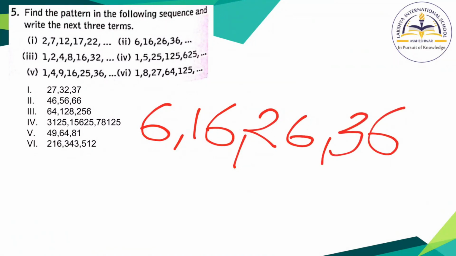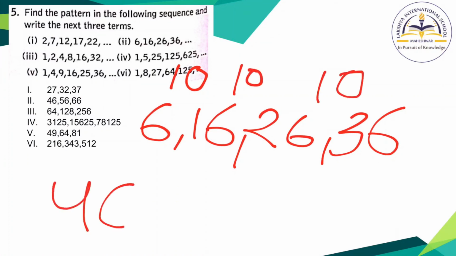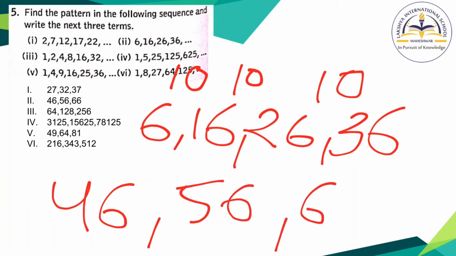Now in the second question, 6, 16, 26. Now here how many are added? You can see 6. How much do we add to get 16? 10. 16, then 26, again 10, again 10. Now what will be the next number? 46. 46 plus 10, 56. 56 plus 10, 66.